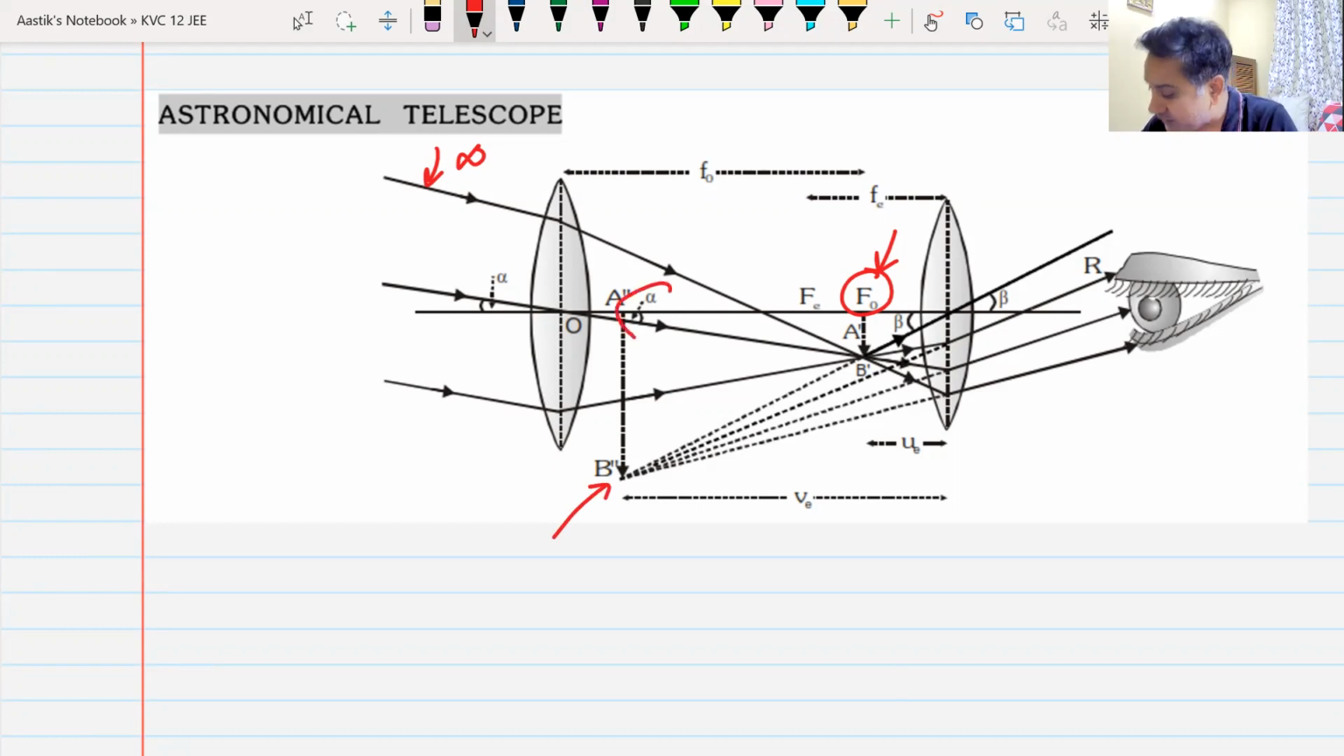Again, you see an alpha here, and a beta here. The magnifying power of this instrument is this beta, which is the angle subtended by the final image, divided by alpha, which is the angle subtended by the initial image. Do we understand this? Yes or no? Beta by alpha.